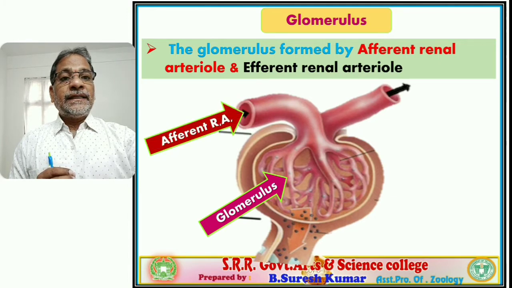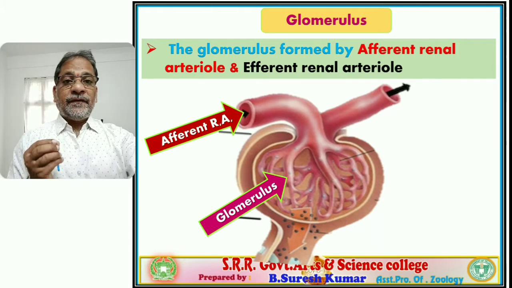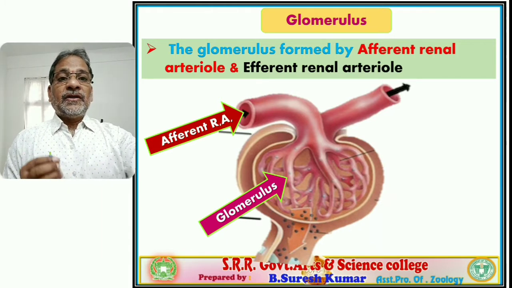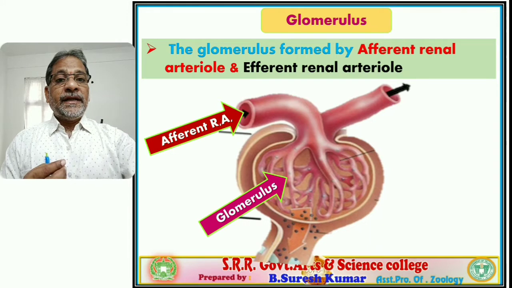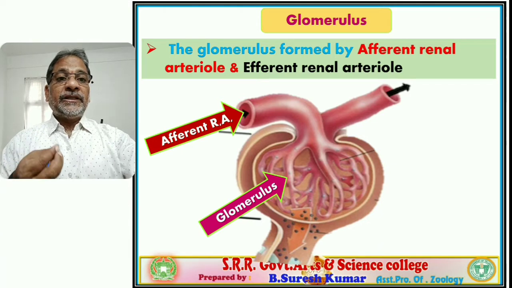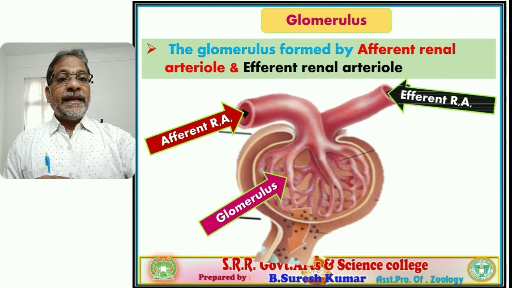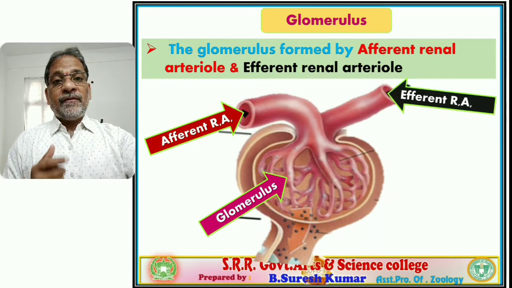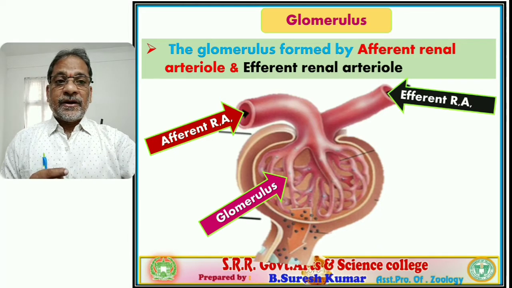You verify this is afferent renal arteriole. It is a branch of renal artery. So the afferent renal arteriole supplies oxygenated blood to the kidney. So the afferent renal arteriole brings oxygenated blood into glomerulus. Next, such blood is carried away by one more blood vessel, that is efferent renal arteriole.